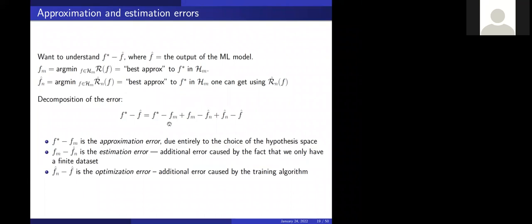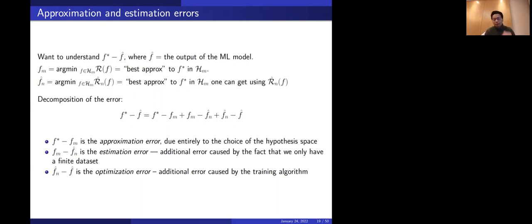Okay, so we can decompose this error into 3 parts. The first part is the approximation error. This is the best you can do given the hypothesis space. The second part is the estimation error. This is the additional error due to the fact that we only know finite sample points.